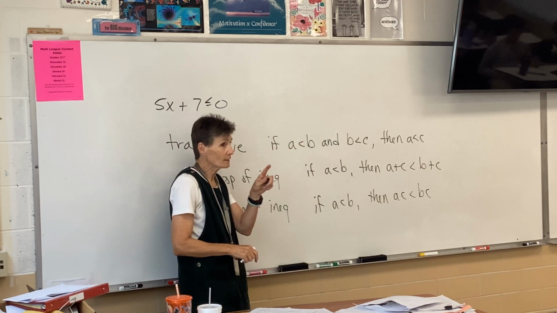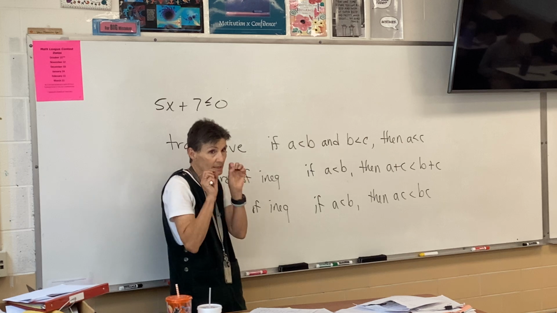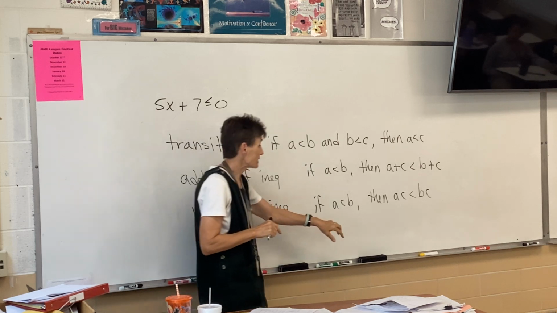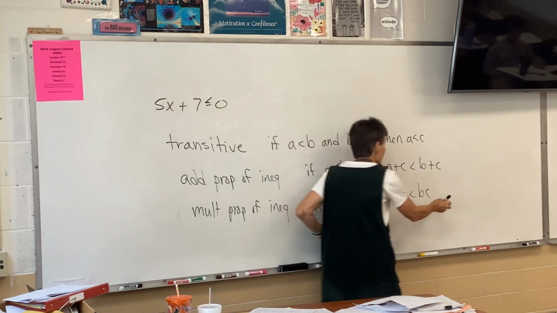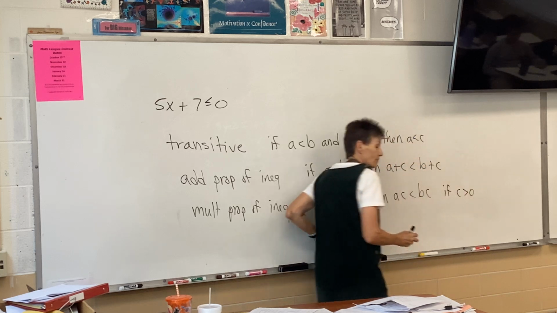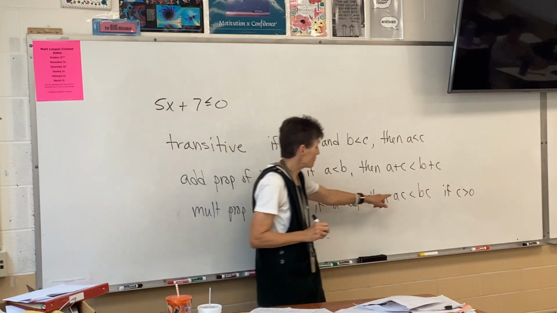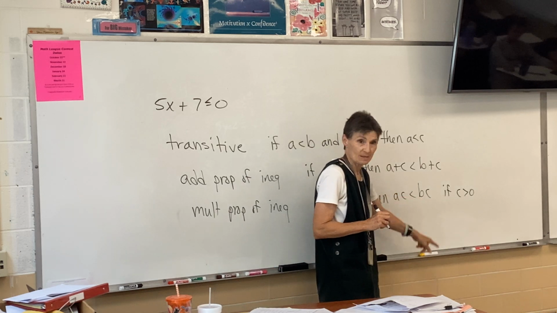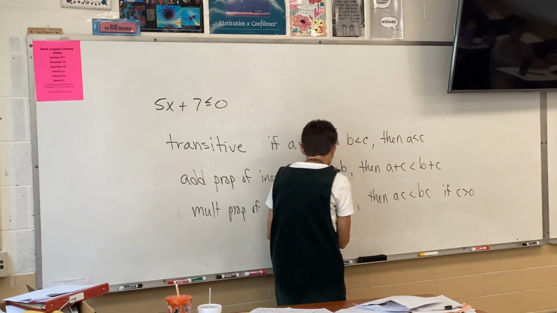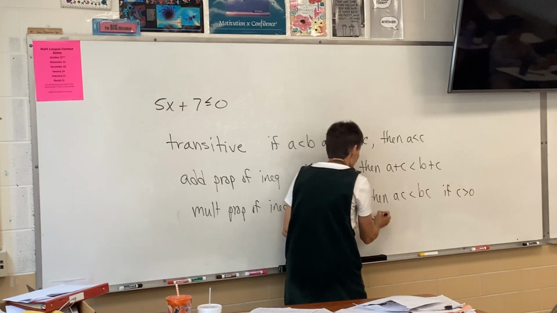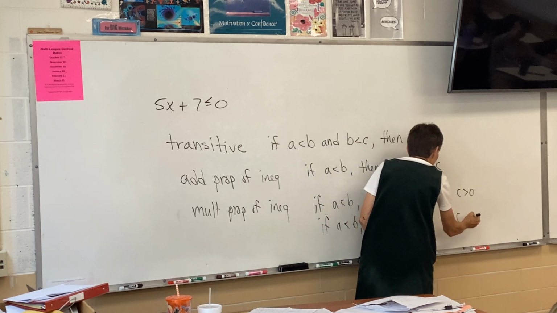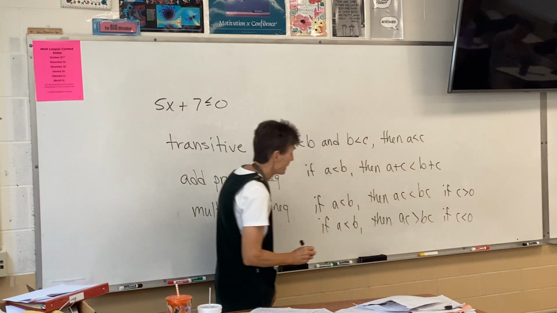This one I put a little star by to kind of caution you. Does anybody know what the caution is? Negative? Okay, this is true if C is positive. What happens if the number that you multiply by is negative? The sign switches. So, if A is less than B, then AC is greater than BC if C is negative. The sign is going to flip.